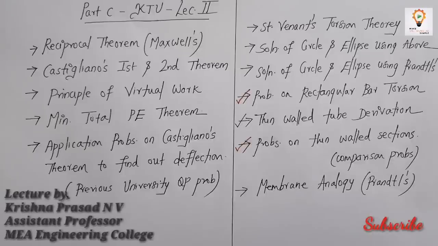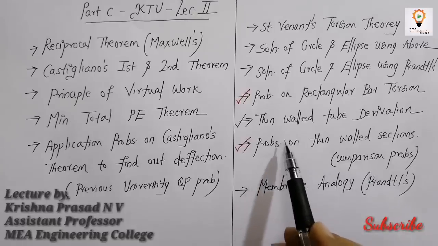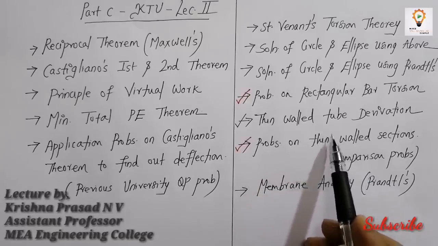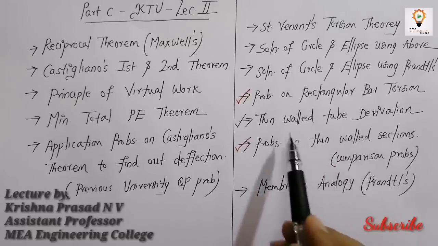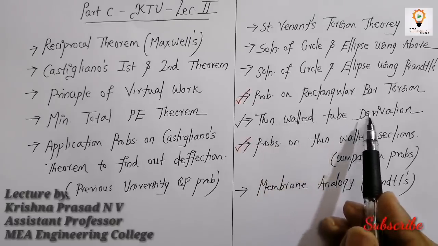Welcome to the continuation lecture of Part C revision, in which we are covering important problems on thin-walled sections, especially the comparison problems, and also a little bit of important information on the derivation of thin-walled tubes, and also a few problems on the torsion of rectangular bars.